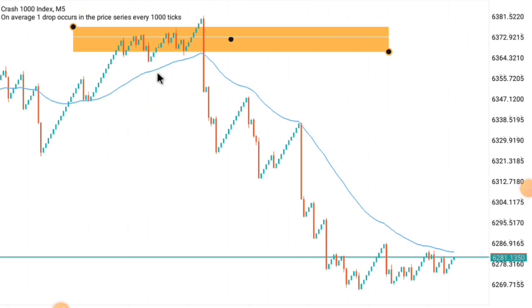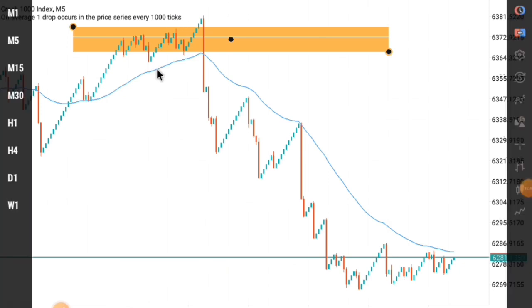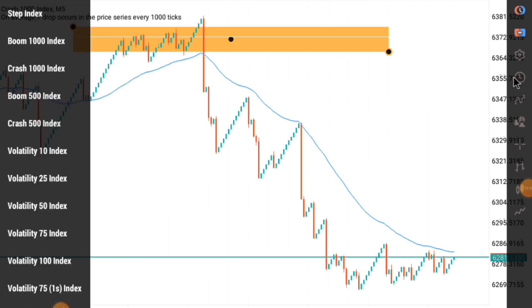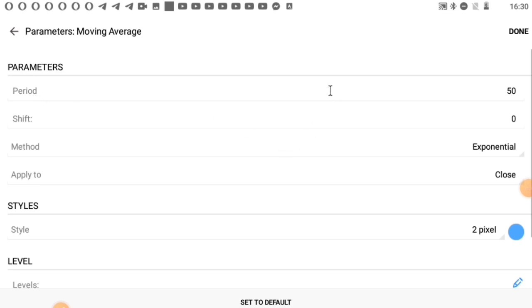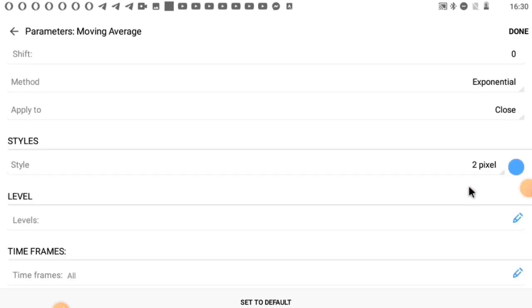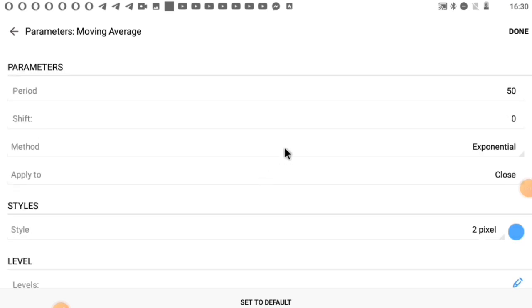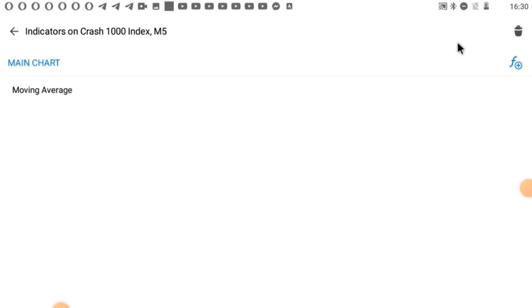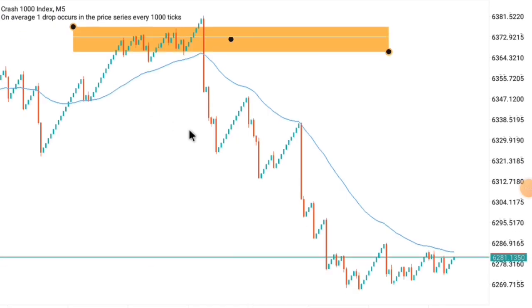Now let me show you the setting for the moving average. The setting for the moving average is what I want to show you now. So let's go straight to where the moving average is. This is indicator, moving average. The period is 50, shift is 0, method is exponential, apply to close, and then style 2 pixel. You can choose any pixel you want. This size is okay for me. You can make it bigger if you want. I choose the color blue, that is okay for me, and that's all you need. Once you finish that, click done and then go back. That's it, you are good.